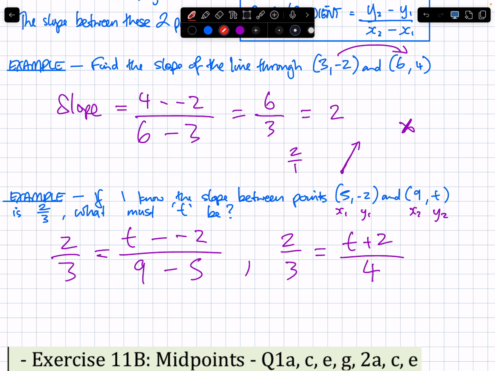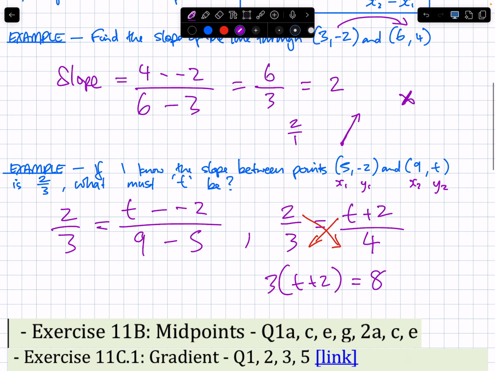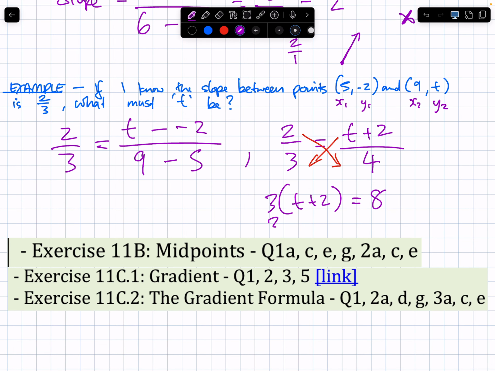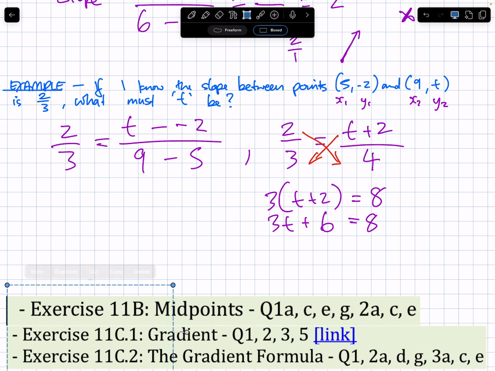So you're going to cross multiply these things. What's that going to look like? 3 times t plus 2 equals 2 times by 4, 8. Someone help me expand those brackets. 3t plus 6 equals 8. Let me move this. How do I get rid of that add 6? So what's the right-hand side going to look like?